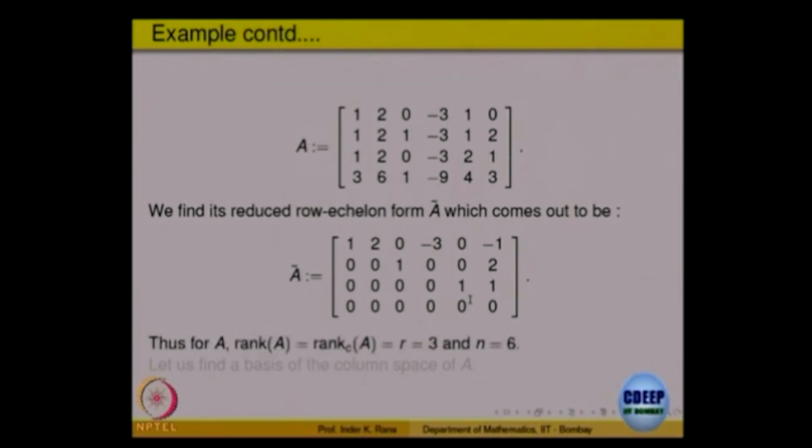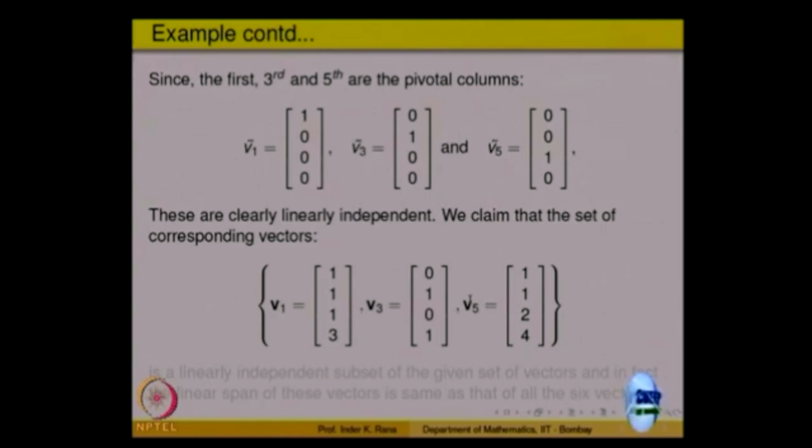So we pick up the corresponding vectors in the original collection, v1, v3 and v5. Here the rank is 3, while the total number of vectors is 6. So a basis of the column space is v1, v3 and v5, the pivotal vectors in the original set.